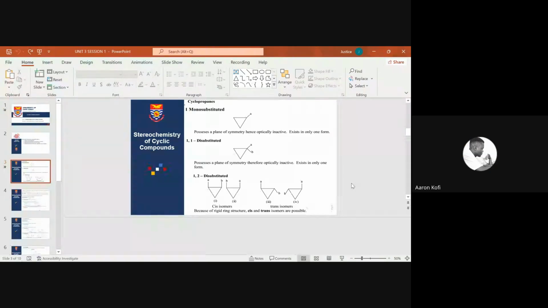There is a plane of symmetry, and also there is no chiral center, and because there is no chiral center, the compound is optically inactive, and hence it exists in only one form. All right, that is good. That's a good attempt. Anyone?